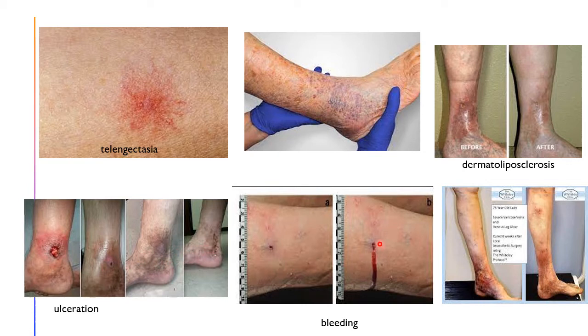This is a bleeding varicose vein. These veins, which are engorged, tend to bleed on minor trauma. And this is a chronic eczema over the lower end of the leg, which is the most common site for varicose veins.